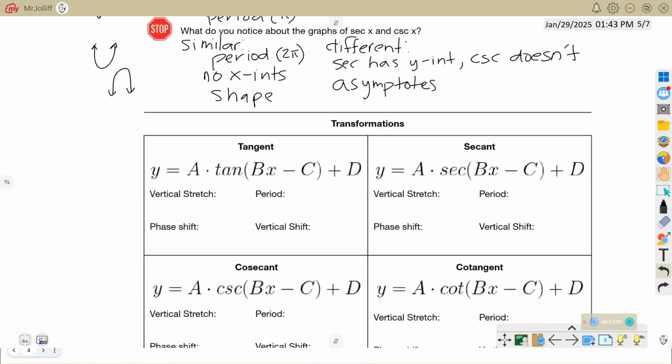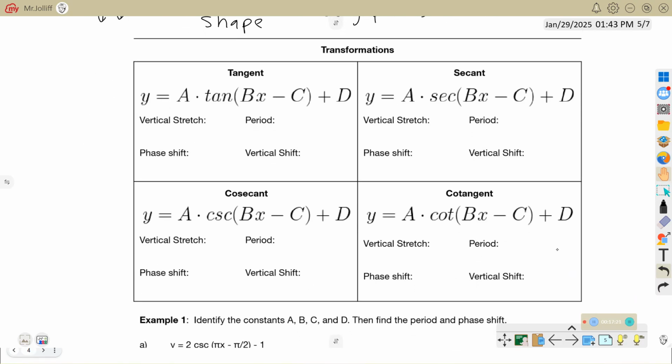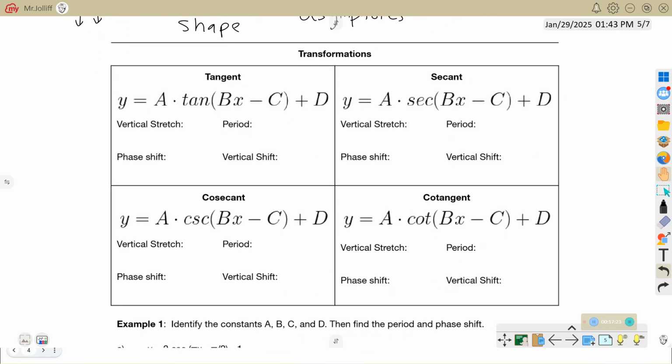Okay, on to transformations. The upside to this is it's going to feel very similar to sine and cosine. You'll notice that those equations all have the same structure. A times a trig function, bx minus c plus d. Just different trig functions, yeah?